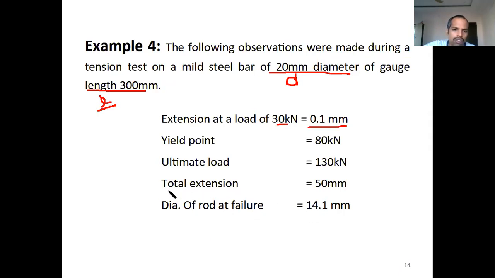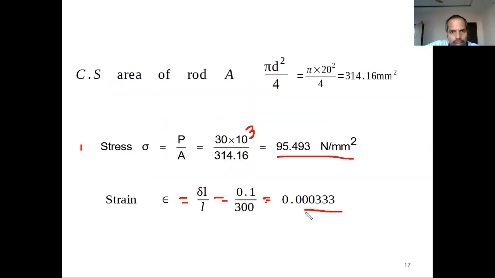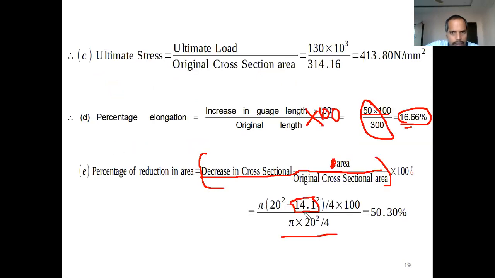Otherwise, if the problem asks what the reduction in diameter is, and the reduction in diameter equals 14.1, it would mean 20 is reduced by 14.1 mm. But it is not like that; it is reduced to 14.1. The term "reduced by" does not come here, it is "reduced to". Whenever it comes, it will be very clear to you if you solve a number of problems, you will understand all these things.